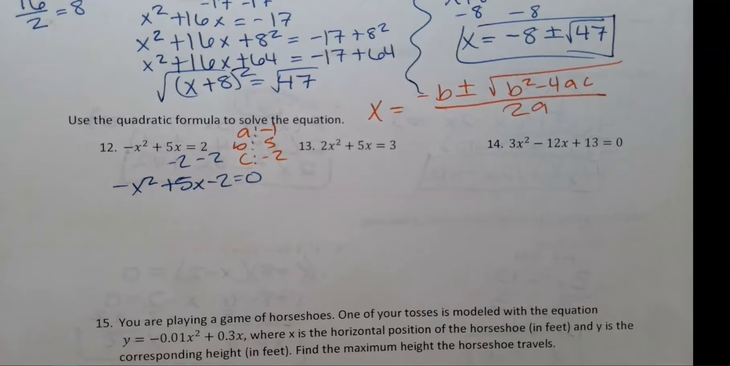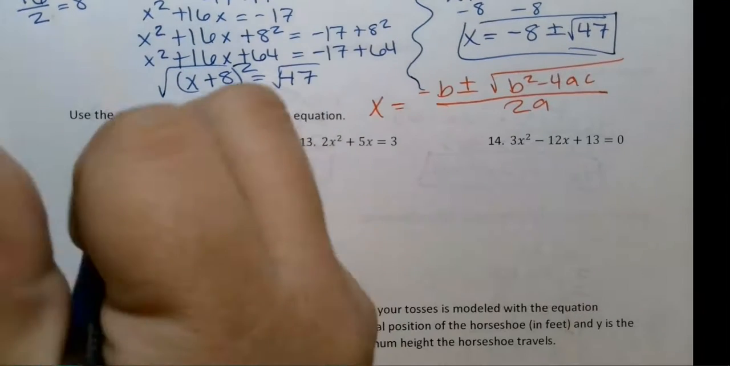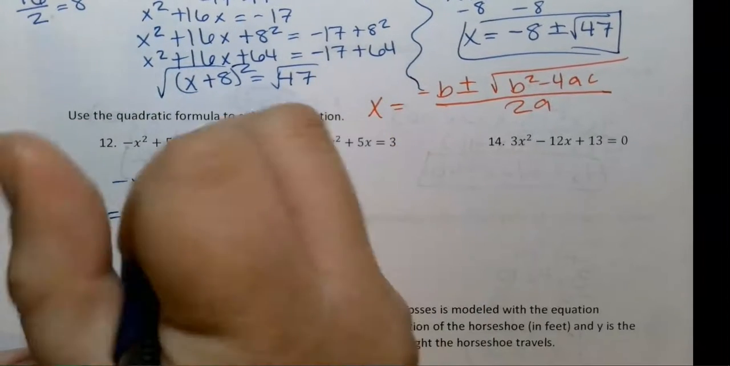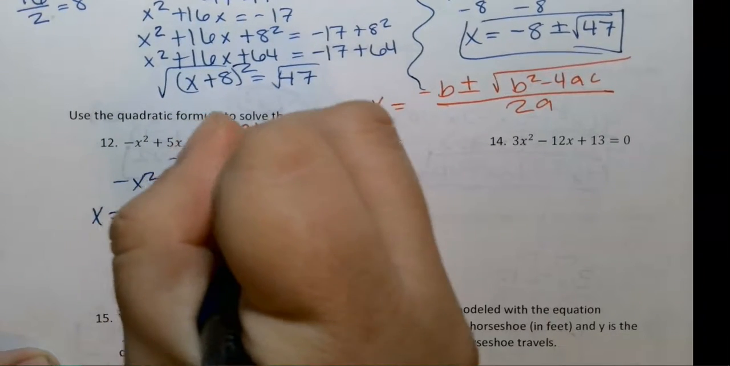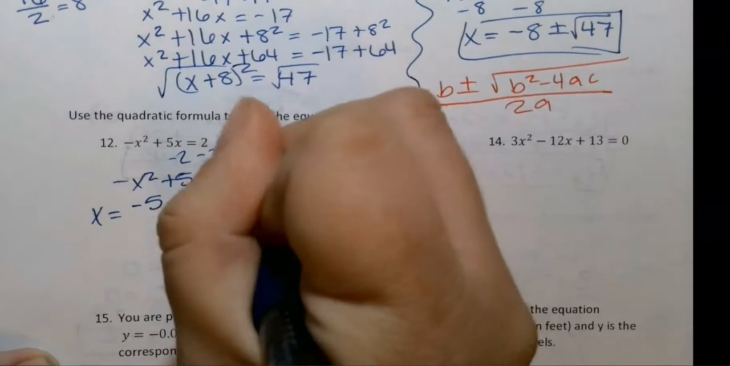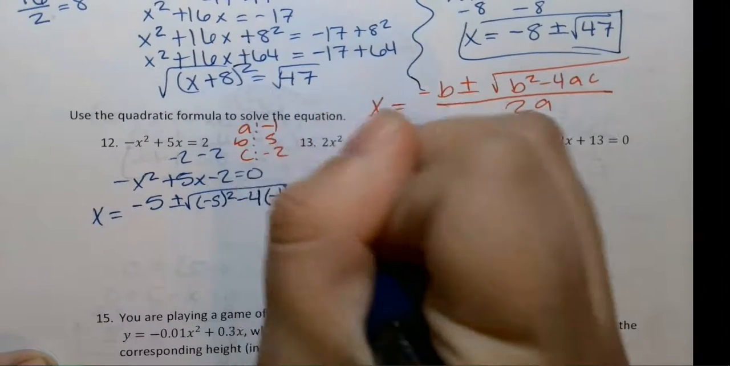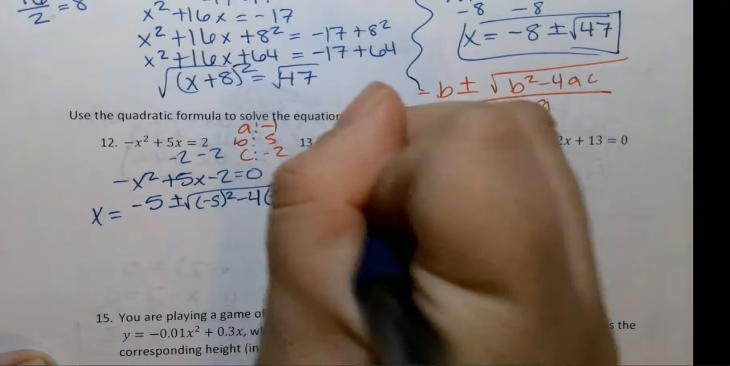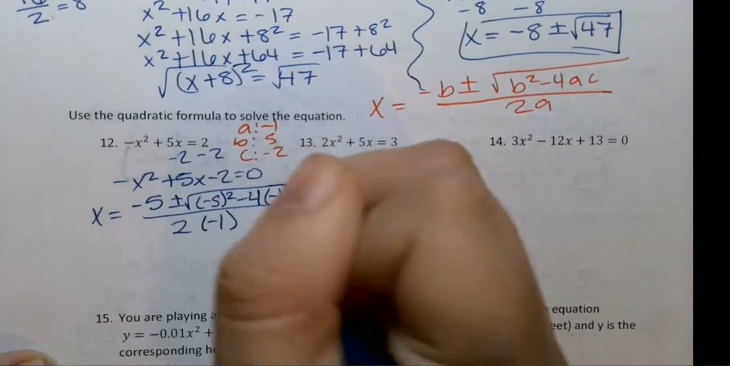I want to go ahead and plug that into the equation. So I have x equals -5 plus or minus the square root of -5 squared minus 4 times my a value, which is -1, times my c value, which is negative 2, all over 2 times my a value, which is negative 1.